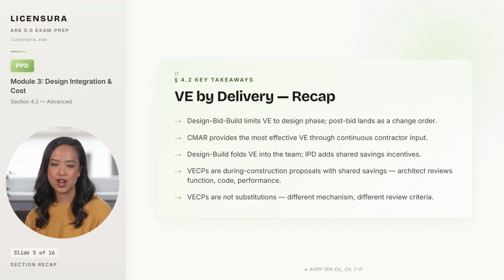VECPs are during construction proposals, with savings typically split between owner and contractor, and the architect reviews each one for design intent, code compliance, and performance, not cost. VECPs are not substitutions, different mechanism, different review criteria, and confusing them is one of the cleanest paths to a professional liability claim in contract administration.